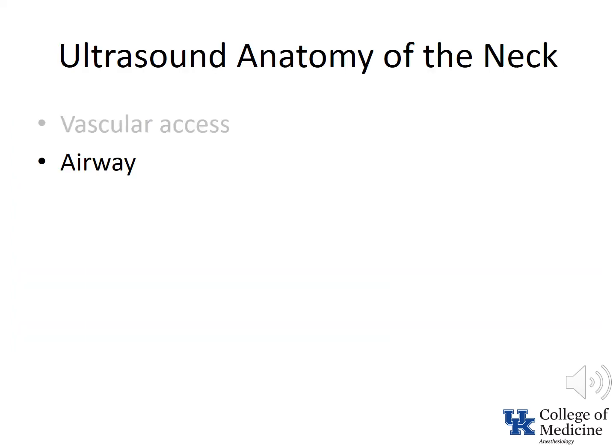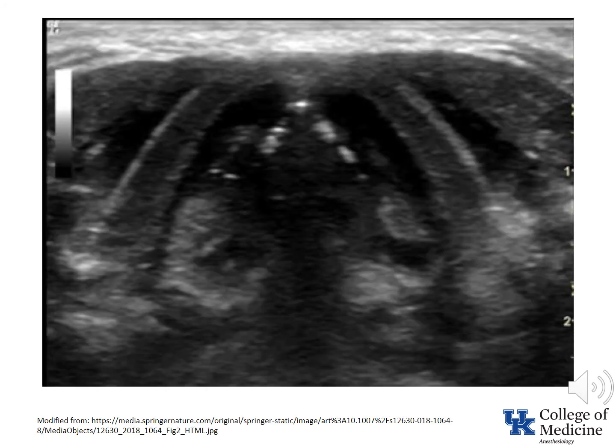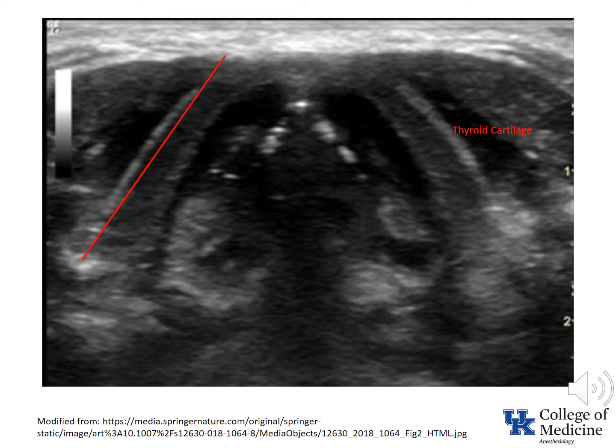The second general area of ultrasound anatomy of the neck relates to airway anatomy, either identifying the cricothyroid membrane or for the purposes of confirming tracheal intubation. This ultrasound image shows a normal larynx. You can see the thyroid cartilage, which appears as a hyperechoic inverted V.